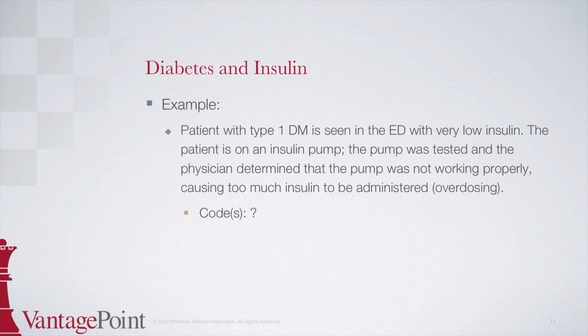Let's try an insulin complication example. The patient with type 1 diabetes is seen in the emergency department with very low insulin. The patient is on an insulin pump. The pump was tested and the physician determined that the pump was not working properly, causing too much insulin to be administered, which would be an overdose of insulin. How would you code this? Please pause the webinar to complete this example and then hit play to continue and learn the answer.